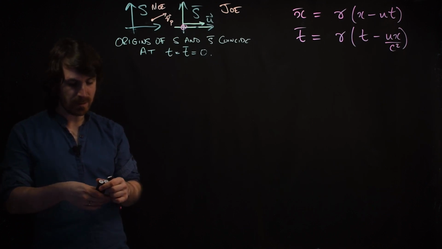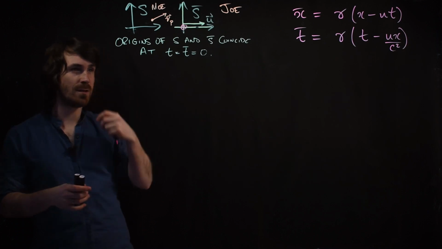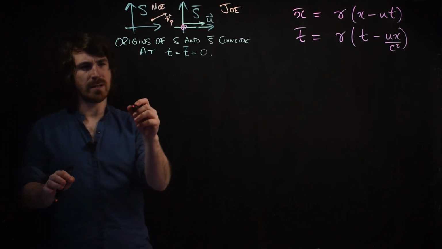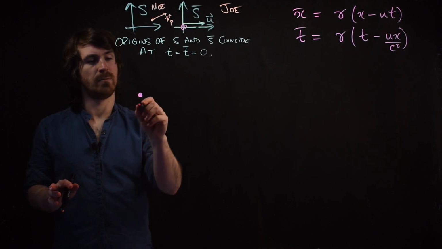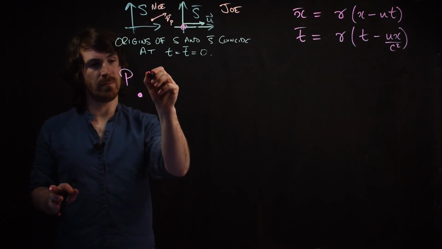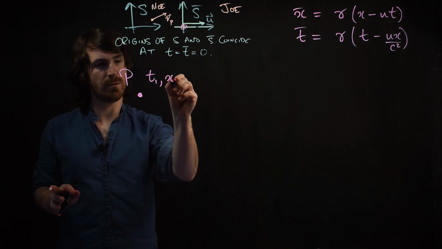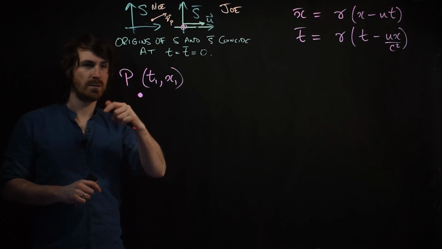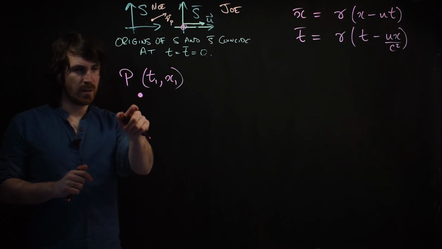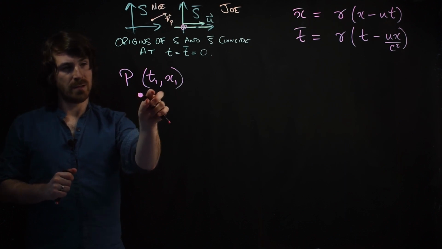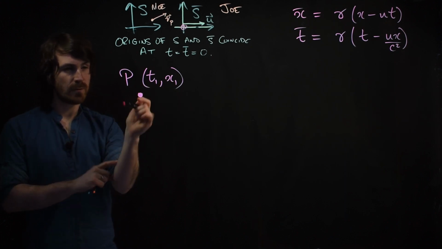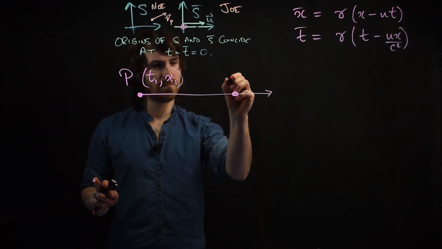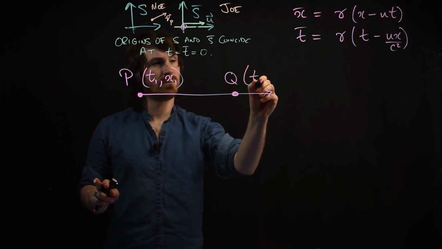And thankfully, everything works out as we would hope. And we can think about this just in terms of the Lorentz transformations. So let's think about an event P that happens at time t1 and x1. Okay, so let's forget about y and z. Just think about one spatial dimension. An event happens at t1 and x1 that causes an event Q at t2 and x2.